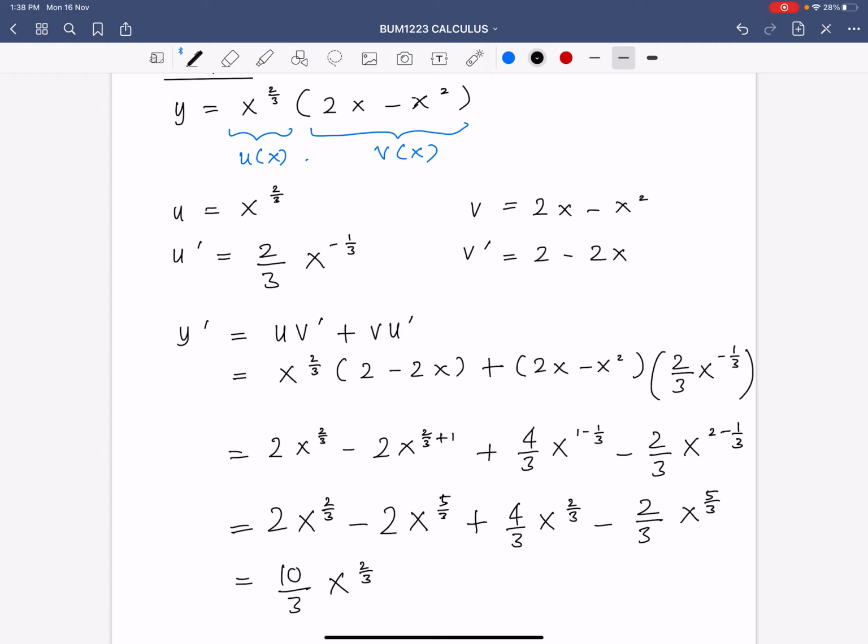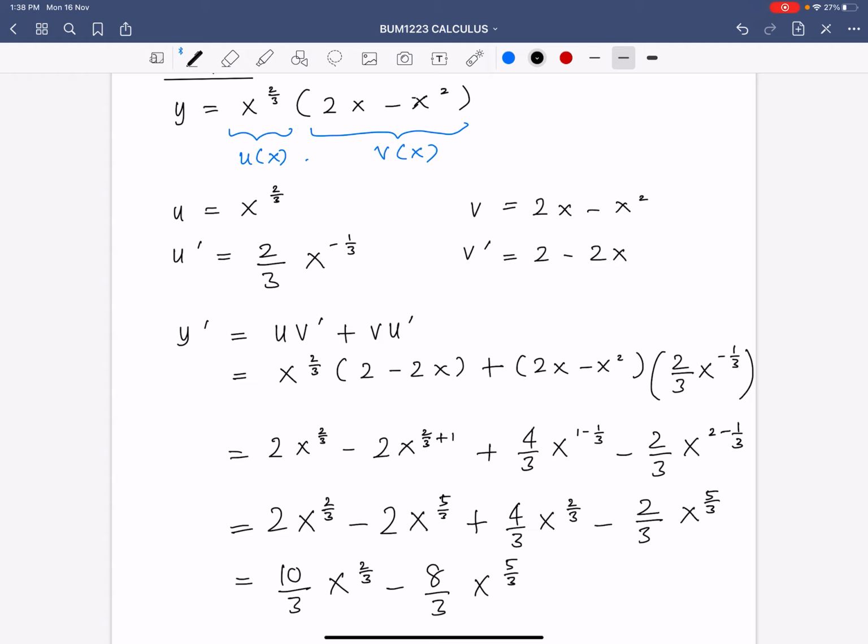And next we have this one, the term is x power of 5 over 3, and then we have another one here. That means we can combine this and this. So negative 2 minus 2 over 3 is negative 8 over 3. So negative 8 over 3 x power of 5 over 3.